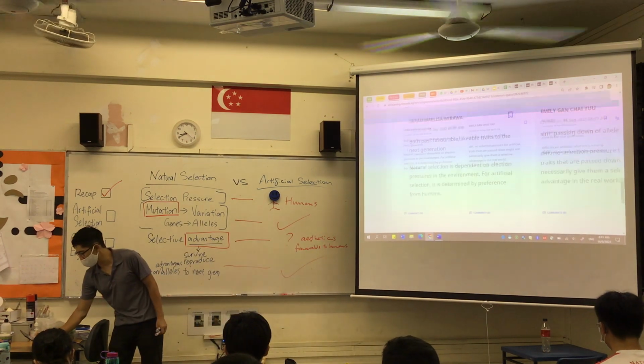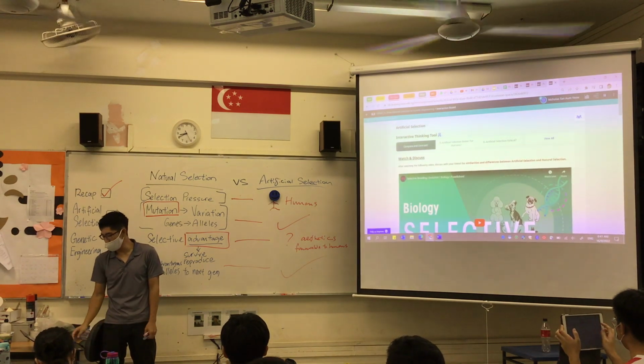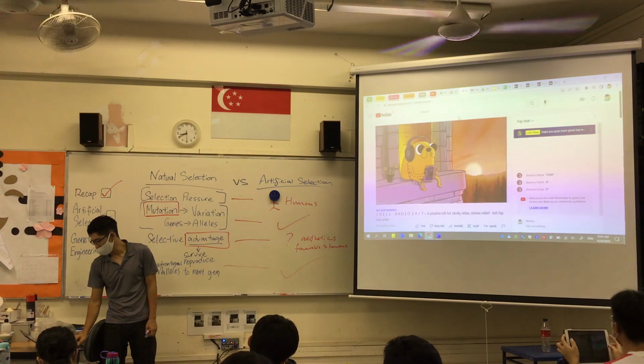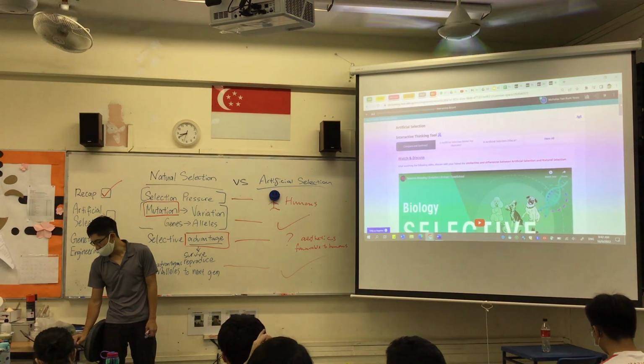I'm going to show you some videos now. I want you to think: is artificial selection right or wrong? Is it right or wrong? Is it ethical?